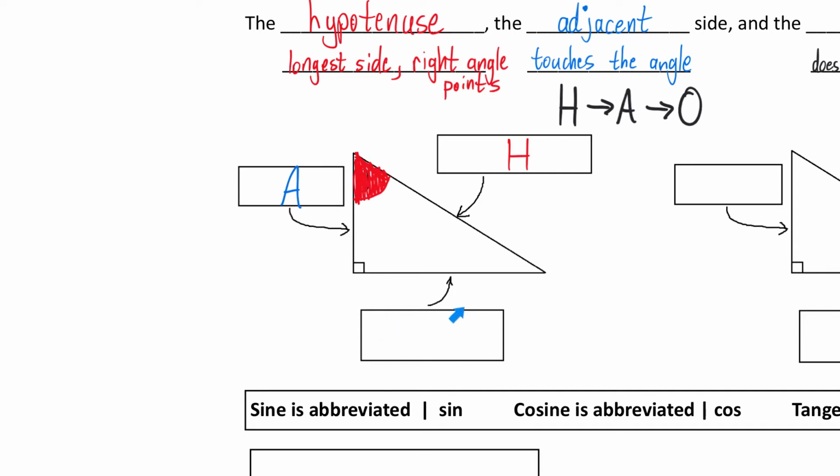So then what does this side have to be? It's got to be the opposite side, which definitely is. It's on the opposite side of the triangle, and you can also tell how this side does not touch this angle at all. So this is the hypotenuse, this is the adjacent, and this is the opposite.